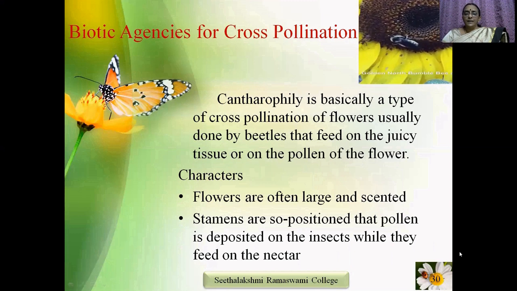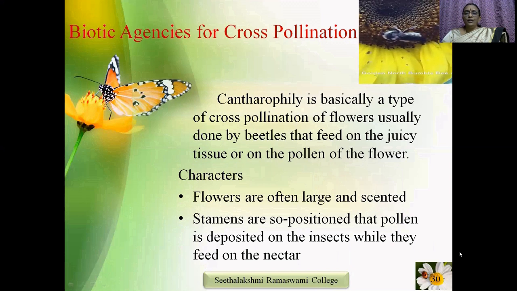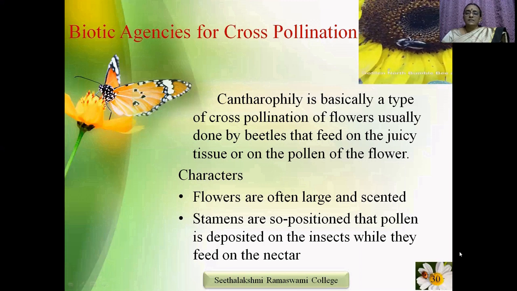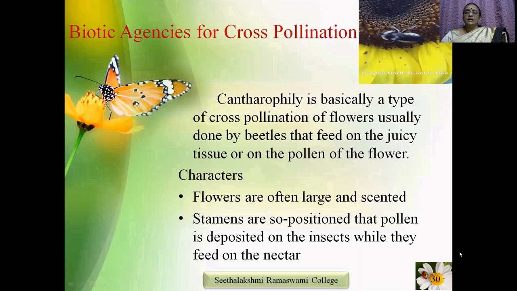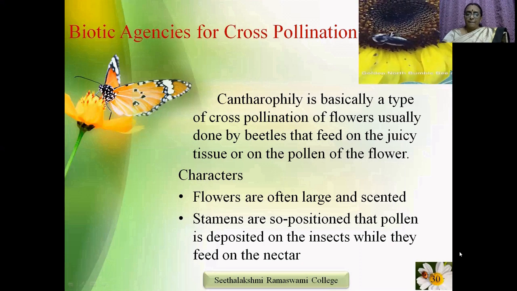Cantharophily is basically a type of cross-pollination of flowers done by beetles. These beetles feed on juicy tissue or on the pollen of the flower. The flowers are often large and centered, and the stamens are so positioned that the pollen is deposited on the insects while they feed on the nectar. Inflorescences pollinated by beetles tend to be flat with open corolla, or small flowers clustered in a head with multiple projecting anthers that shed pollen readily.